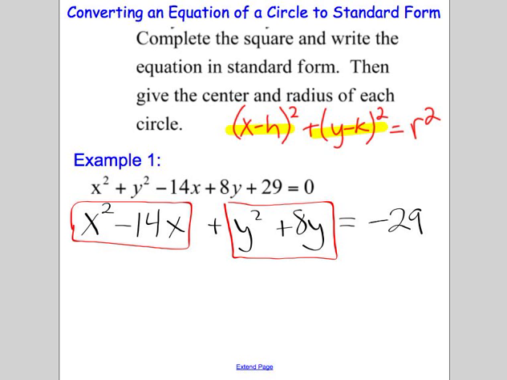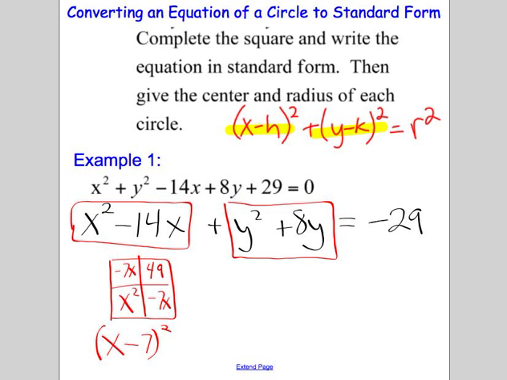So let's start with the x's. To complete the square, I would think of my generic rectangle, x squared. I need negative 14x altogether, so negative 7x in both corners. And that would mean there'd be 49 in this corner. So the perfect square for the x's is going to be (x minus 7) squared. But notice I need an additional 49 in order to complete the square.